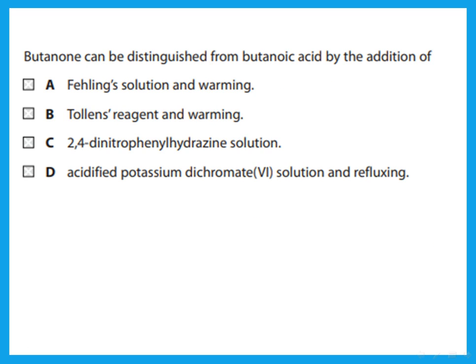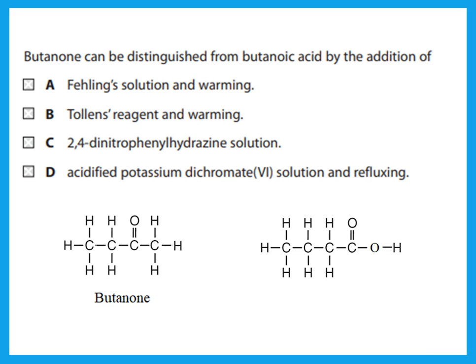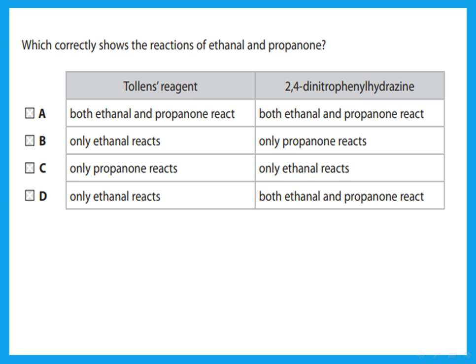Again, butanone can be distinguished from butanoic acid by the addition of what? This is a ketone, and I'm trying to distinguish it from an acid. So which one will this react with? Remember, we said ketones will react with 2,4-dinitrophenylhydrazine. They don't react with Fehling or with Tollens. So this would be the one that will distinguish the butanone, the ketone, from the acid.